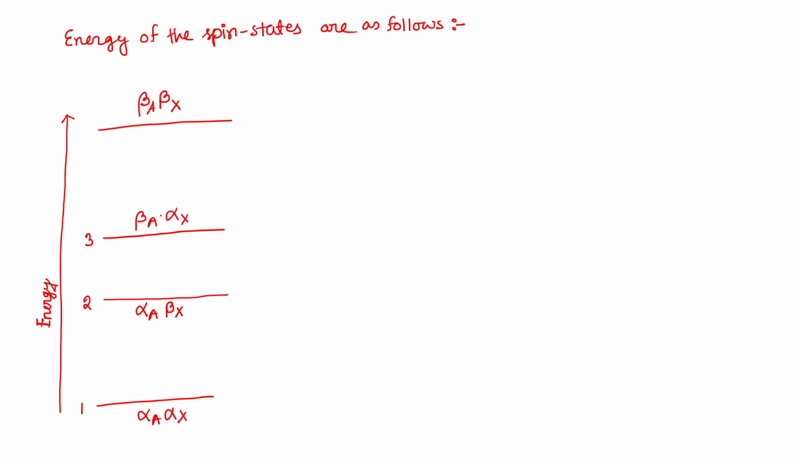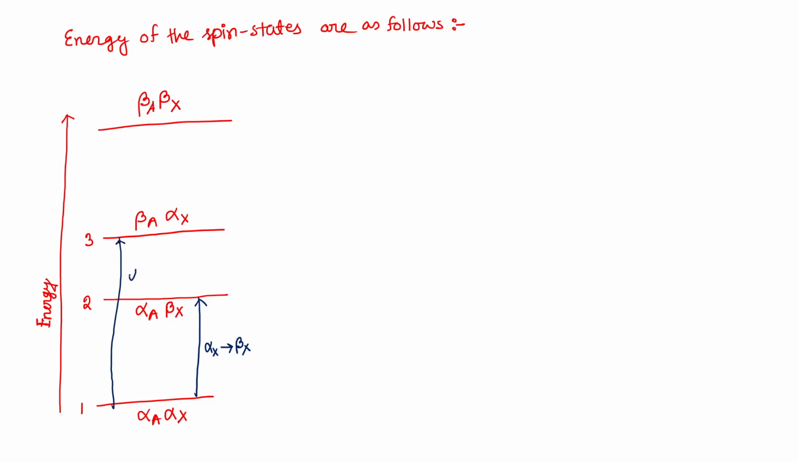Okay, so now if you consider the one photon rule and see the transitions, then you are going to see what transitions are possible. One transition, from 1 to 2, is actually the change in the spin of X. So alpha X is going to change to beta X, right? What will happen if you go from 1 to 3?